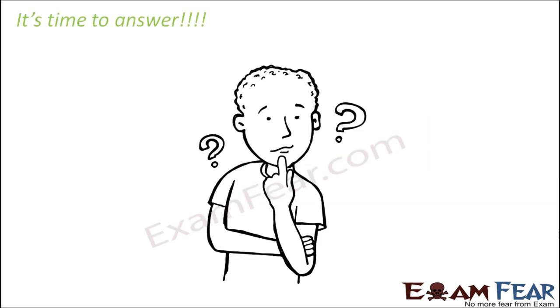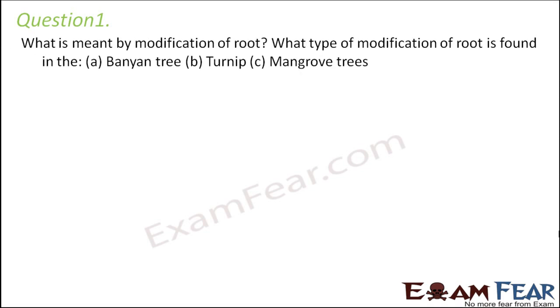So with this, I think we have reached towards the end of the lesson. So it is time to answer a few questions now. Let us have a look at a few questions based on whatever we have studied so far. Question 1. What is meant by modification of root? What type of modification of root is found in the banyan tree, turnip and mangrove trees?